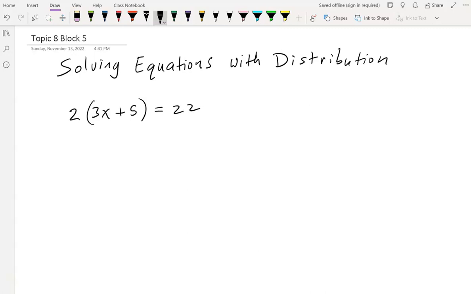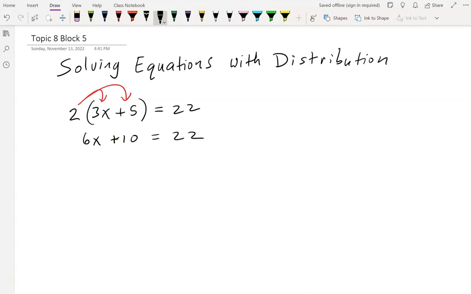Now, when we use distribution to solve equations, we are going to distribute first. Now you can see that there is an opportunity to distribute here. We are going to distribute the 2 into the 3x plus 5. So starting off, 2 times 3x is 6x. And then we distribute the 2 to the 5, the positive 5. 2 times positive 5 is positive 10. And that equals 22.